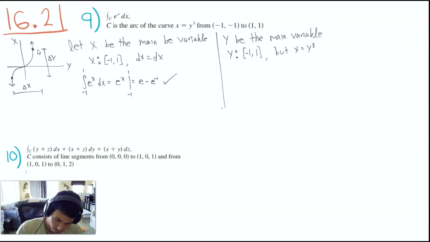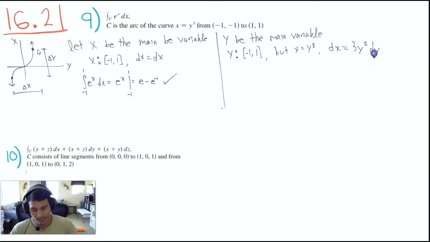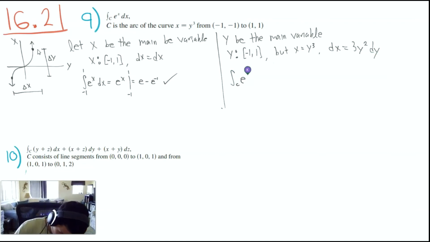Well, we could still use the fact that dx then is equal to 3y squared dy. So I'm just going to do a little bit of an integral transformation. We get the integral of e to the x dx, and that's going to turn into the integral from -1 to 1 of e to the y cubed. And dx is equal to what? Oh, look at that.